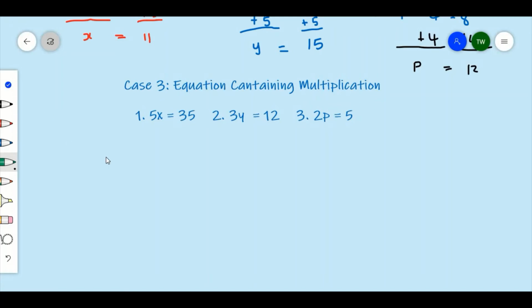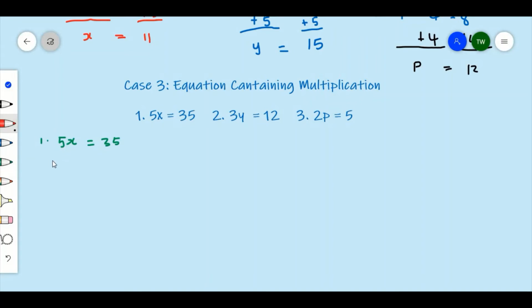Case 3, equations containing multiplication. So here we have 3 examples. The first one we have is 5x equal to 35. Now, in order to determine the value of x, we need to get rid of this 5 here. In order to get rid of the 5, 5x means 5 times x. That means we can divide both sides by 5.